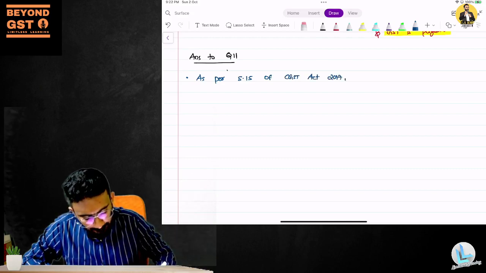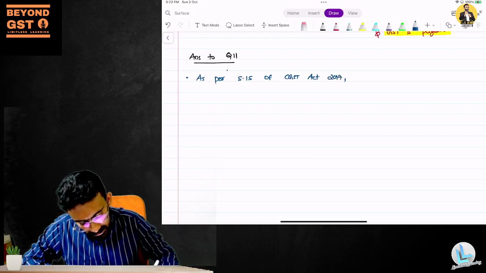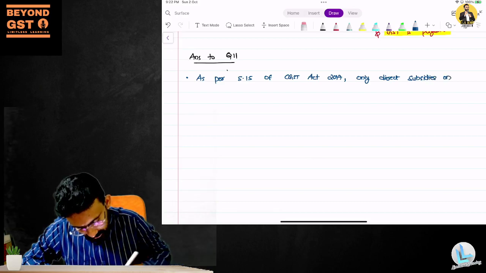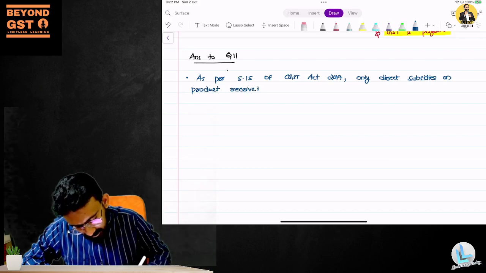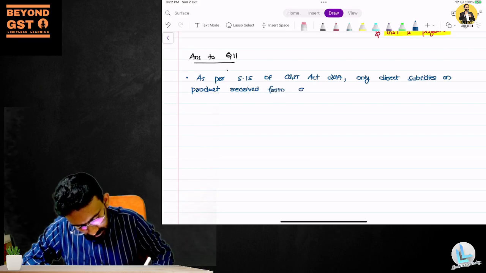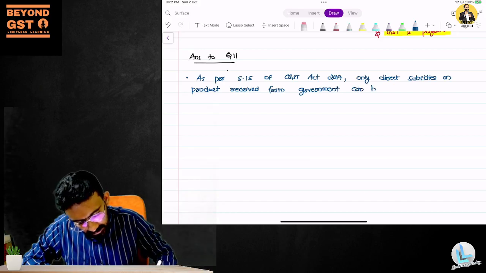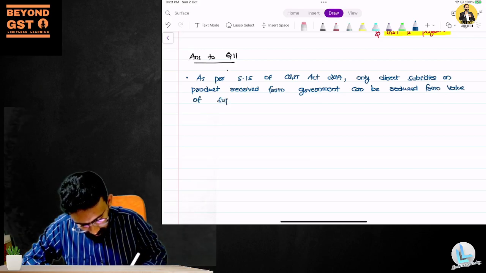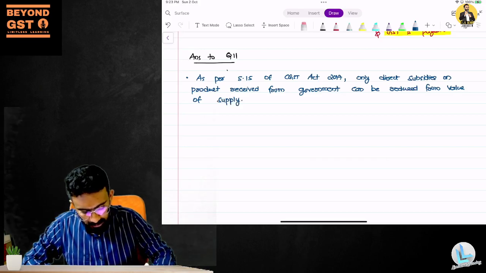Section 15(2)(e) of CGST Act. We can include only direct subsidies on the product received from government, which can be added to value. Enough. Then you write the comment.